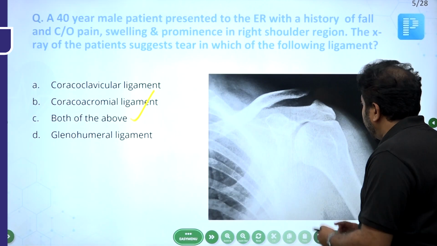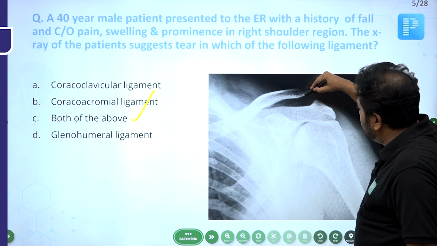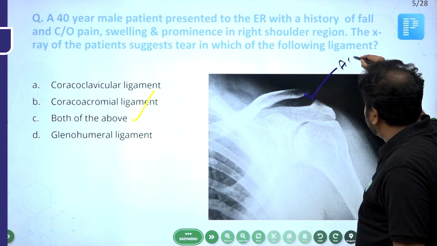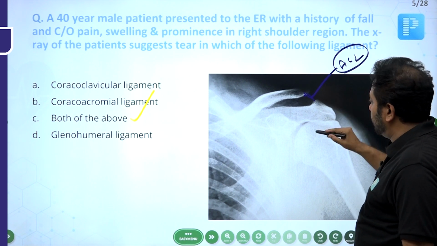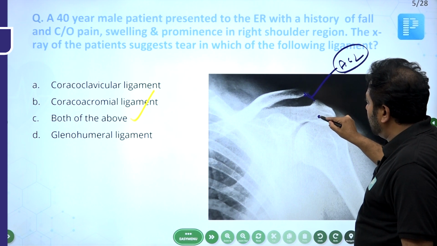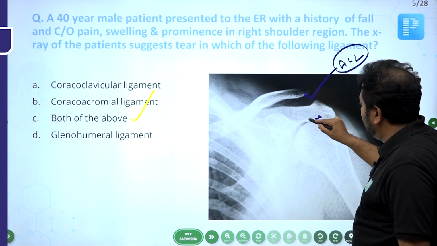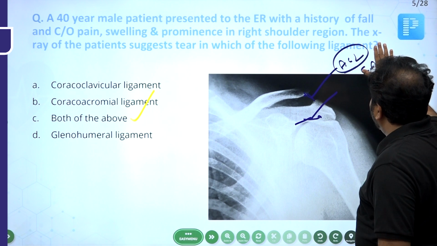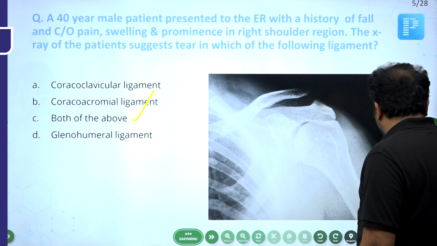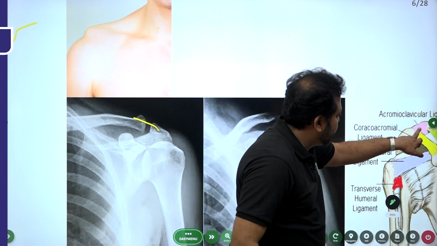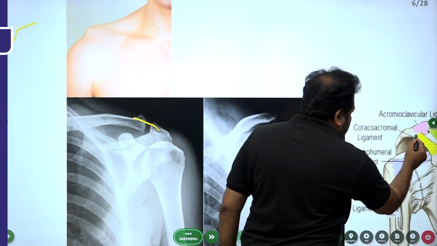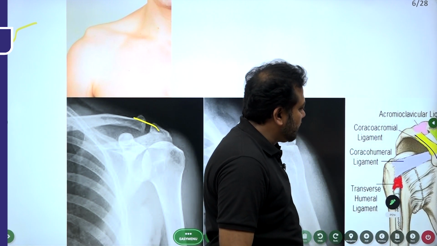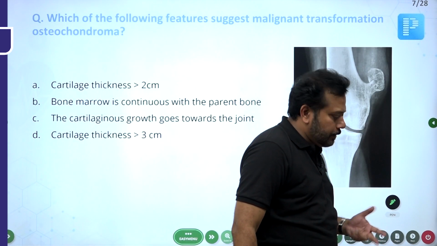Okay. What has happened here? This ligament which connects the acromion with the clavicle is called the acromioclavicular ligament. The ligament that attaches the coracoid process to the acromion is called the coracoacromial ligament. Both these ligaments are damaged in a case of acromioclavicular joint disruption. See, this is the acromioclavicular ligament. This is the coracoacromial ligament. Both the ligaments are torn in case of acromioclavicular joint dislocation. That's the question they had asked.